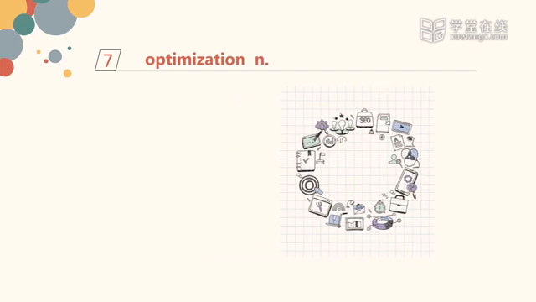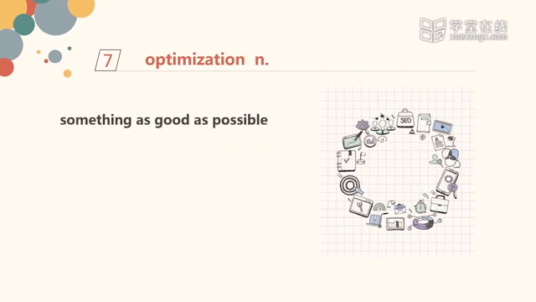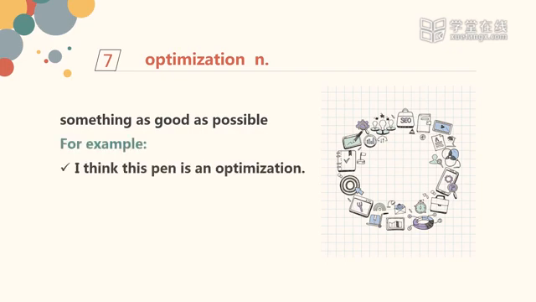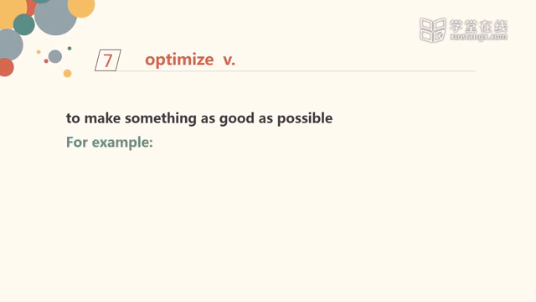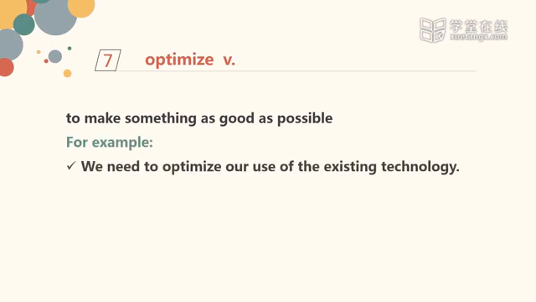Number 7. Optimization. Something as good as possible. For example, I think this pen is an optimization. Optimize. To make something as good as possible. For example, we need to optimize our use of the existing technology.